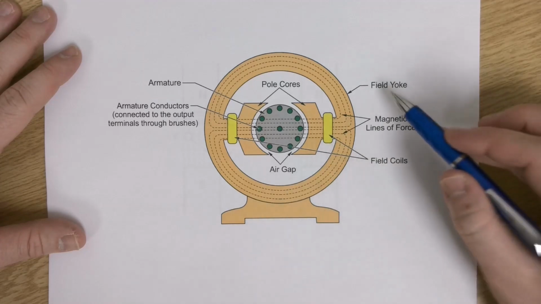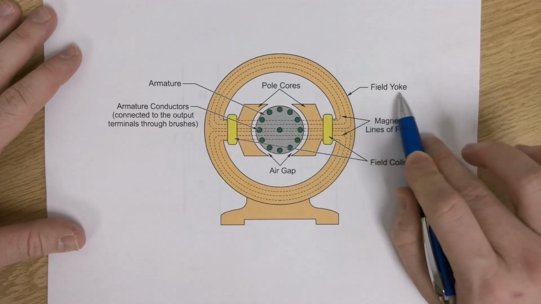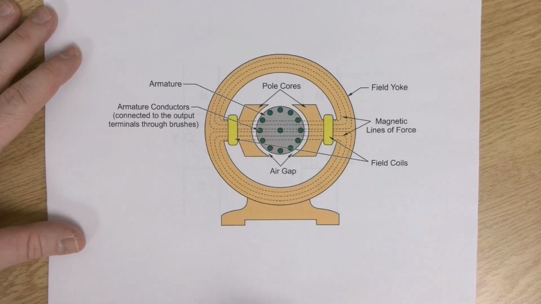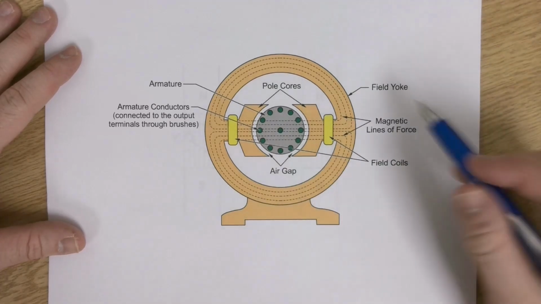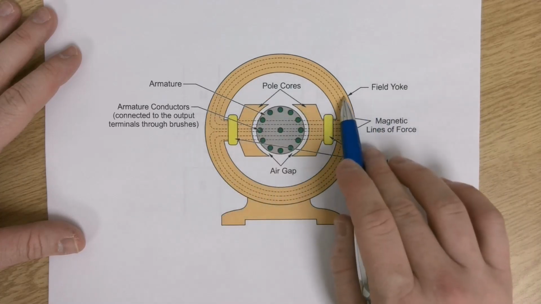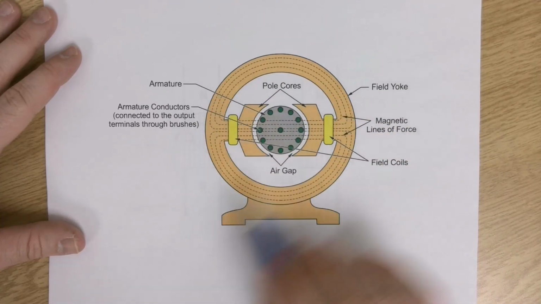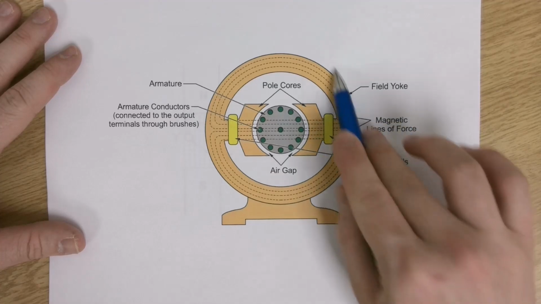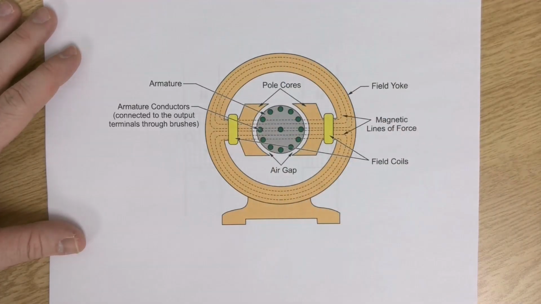Now, the frame, also called the field yoke, is kind of the opposite of an egg. With an egg, the yolk is on the inside. With the generator, the yoke is on the outside. But field yoke, frame, whatever, that's the part of this generator that holds everything together.